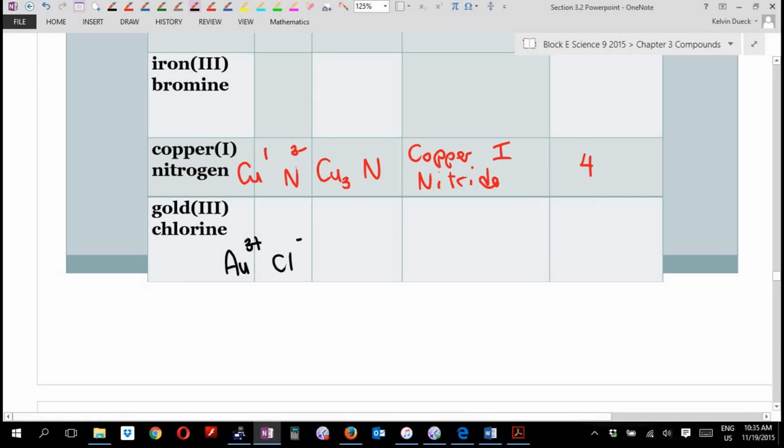Hey, when I crisscross, what am I going to get here? Al, how many? 1? Or Au, not Al. Au. Good gosh, I'm doing aluminum. We're doing gold. Au, 1. Cl, 3. We would call this gold 3 chloride. And it looks like this one has 4.